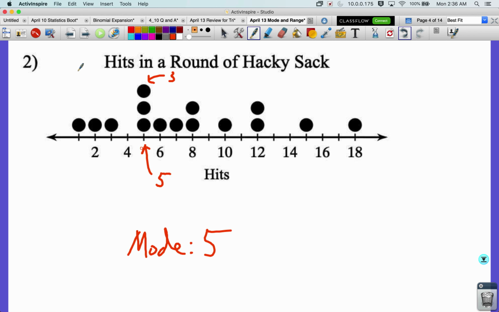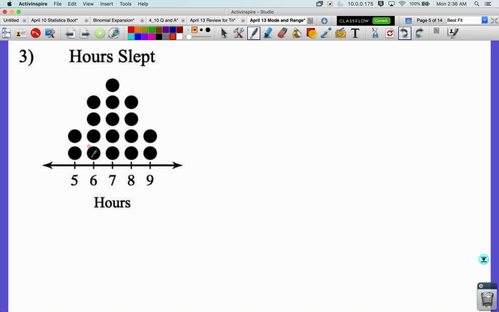Okay, let's see another way this can present. Here we got another dot plot for hours slept. Go ahead, take a guess right now. What's the mode? The mode for this one is 7, because 7 has got the tallest bar.